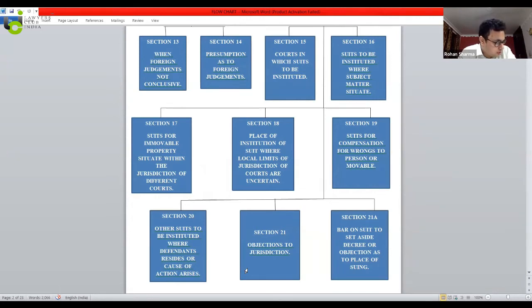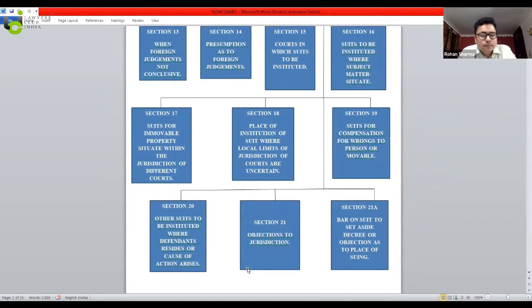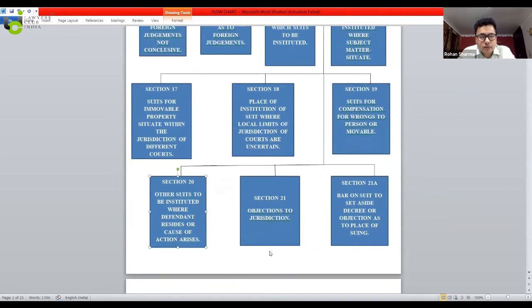Now, section 20. Again, other suits which have to be instituted where the defendant resides, similar claims, similar things as I have just explained in sections 15 to 19. We'll take up these sections individually as and when we take up the issue of jurisdiction to go into the details. Section 21 gives you the power to raise objections if you have any objection to the jurisdiction which has been raised by the plaintiff, and things like that.